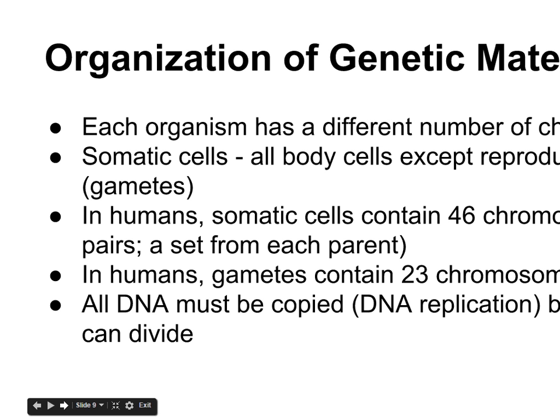Somatic cells are also known as body cells, and they're all the body cells except the reproductive cells. The reproductive cells are what we call gametes.